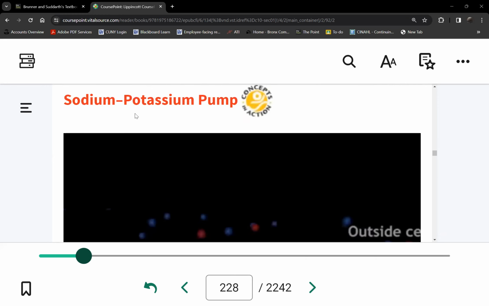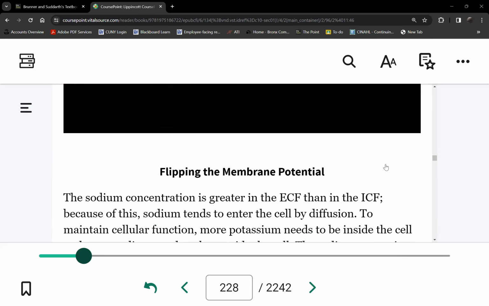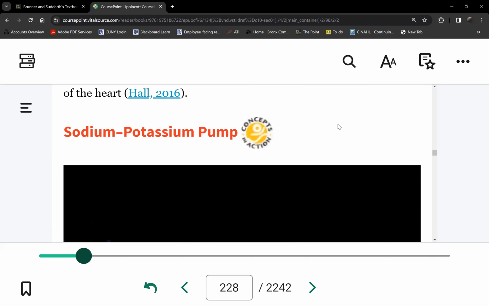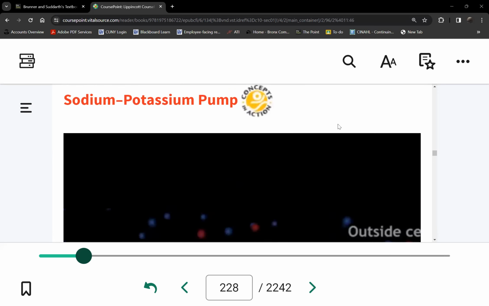So this is the only active transport, sodium potassium pump. Let's describe it because this will be relevant when we get to heart failure treatment. So sodium potassium pump is active transport. So this is made possible only by ATP. So you need power to transport sodium and potassium in and out of the cell.